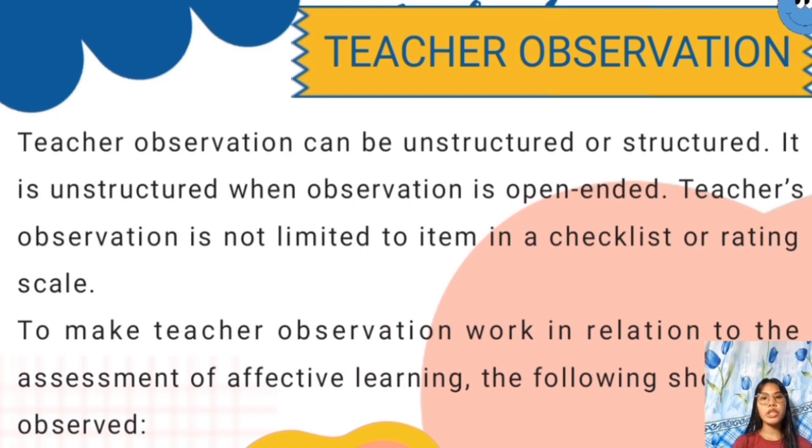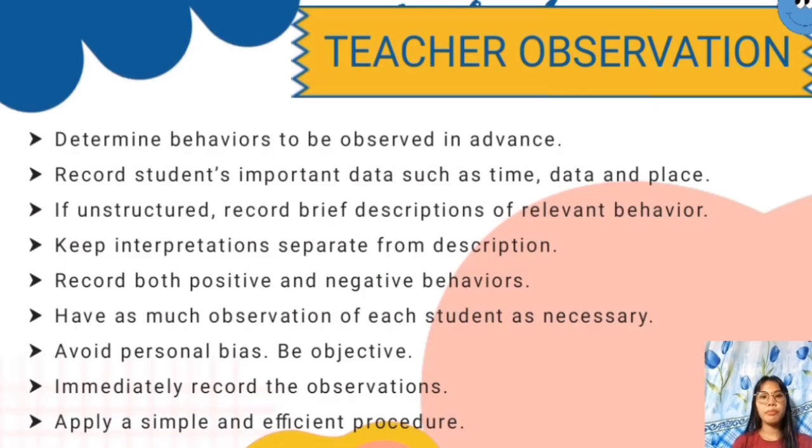To make teacher observation work in relation to the assessment of affective learning, the following should be observed. Determine behaviors to be observed in advance. Record students' important data such as time, date, and place. If unstructured, record a brief description of relevant behavior. Keep interpretation separate from description. Record both positive and negative behaviors. Have as much observation of each student as necessary. Avoid personal bias. Be objective. Immediately record the observations and apply a simple and efficient procedure.